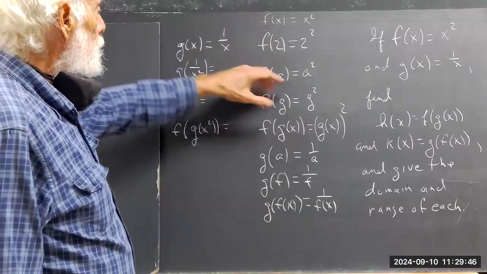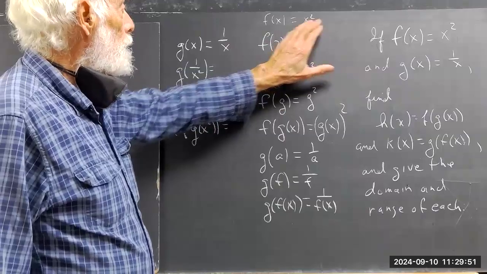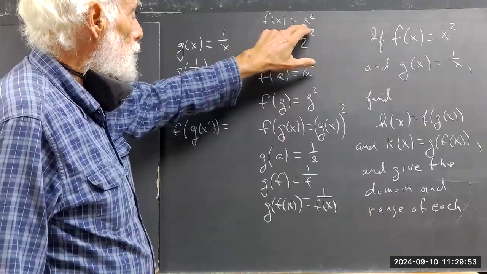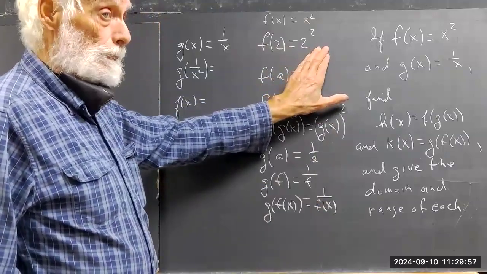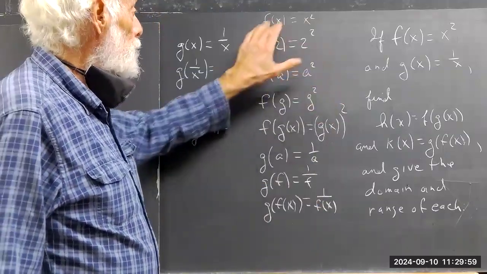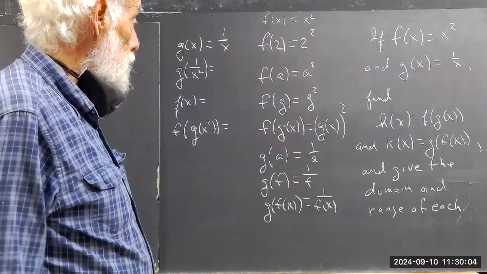So we're going to kind of go through the sequence. If f of x equals x squared, what's f of two? Well, two has replaced x, so two has to replace this x. f of two is two squared. What's f of a? Well, a has replaced x, so it has to replace this x, and you get f of a equals a squared.